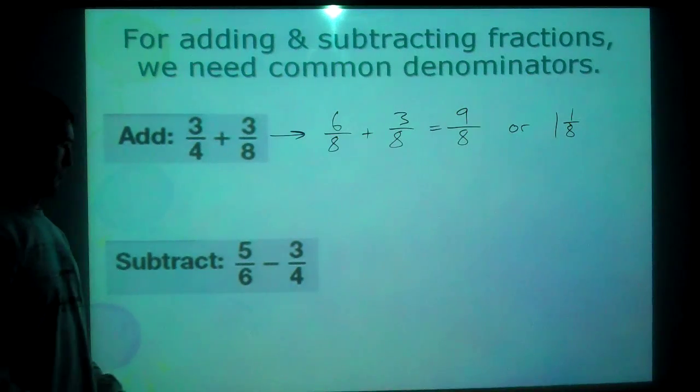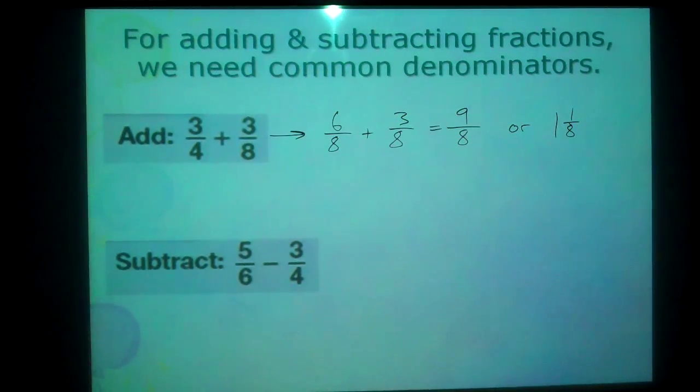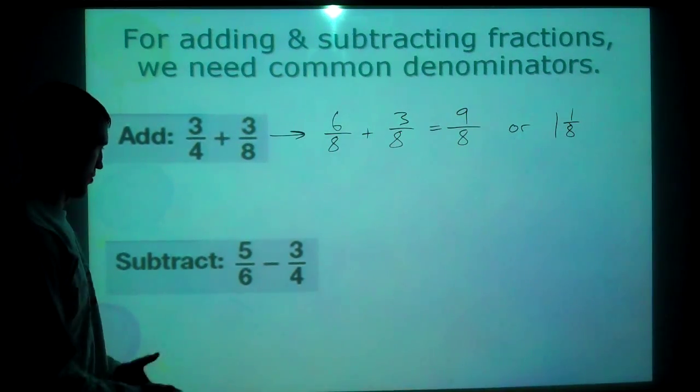So we're going to turn 5/6 minus 3/4 into something we can work with. Let me check my time quick again. Alright, we'll go through this one and then I might have to stop and then do a part 2.